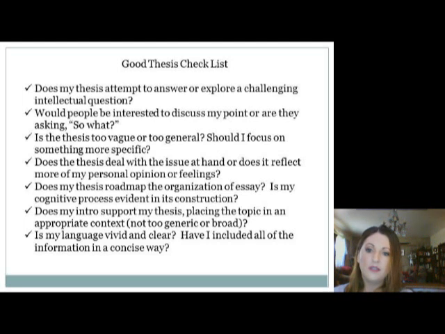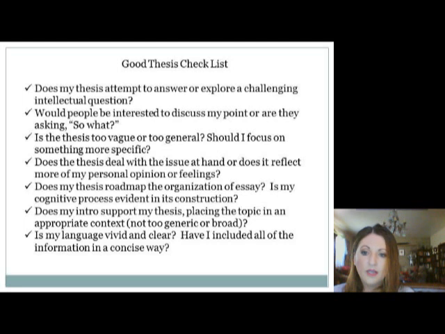Next, does my thesis roadmap the organization of my essay? Is my cognitive process evident in its construction? These are, again, things we talked about throughout this PowerPoint. The road mapping comes when you point in your thesis sentence to different topics that will be discussed as part of your proofs. And the cognitive process, just to reiterate, is this idea that the journey that you took as the researcher and the writer shines through in your writing, that you're taking your reader on the same exact journey that you went on in the whole process of collecting the information.